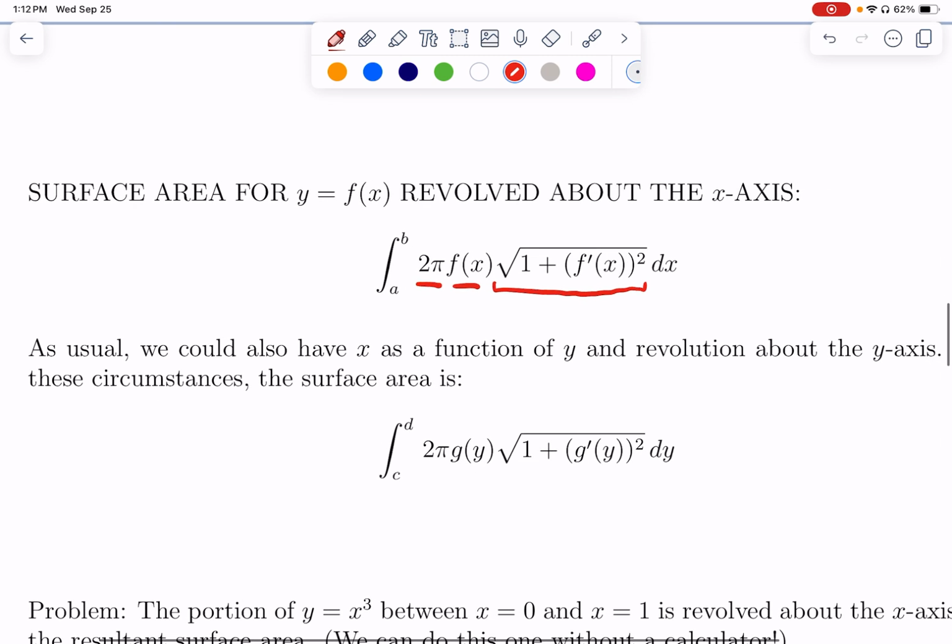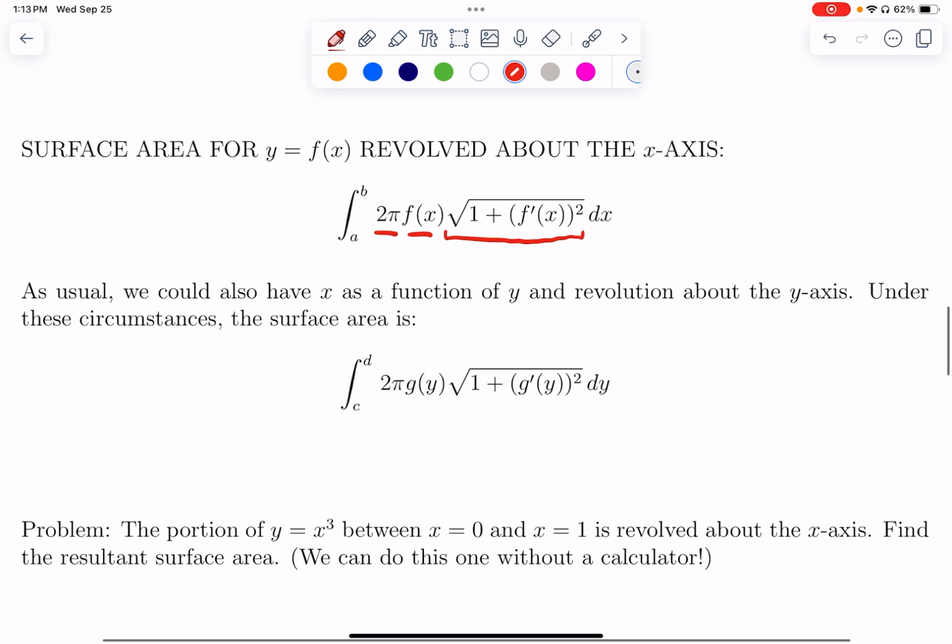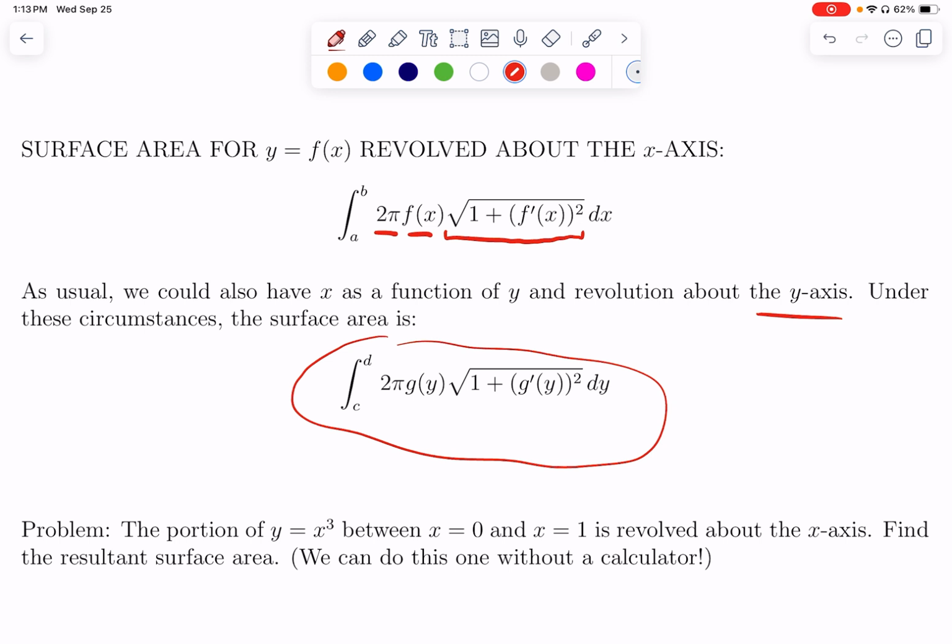So this is how we find the lateral surface area when we revolve y equals f of x about the x-axis. As usual, we could have our perspective flipped. Maybe x is a function of y, and we're spinning around the y-axis. So it would look like this. I'm really just interchanging the role of x and y. So at the end of the day, this is just a formula to know. Hopefully you have some idea of why it's plausible, even though we're not going through all those details.